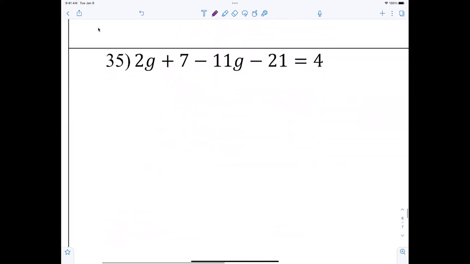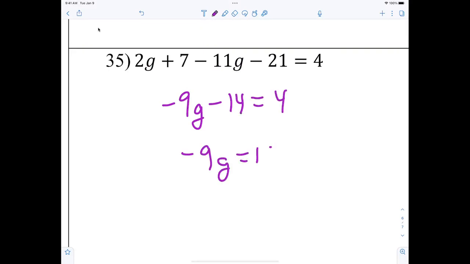You add the G, so it's -9G. Nice. Then -14. Good job. 4. Yes. Good work. That's how it should be done. You should be able to zip right through that now. We've done almost 100 problems. You should be good at it.